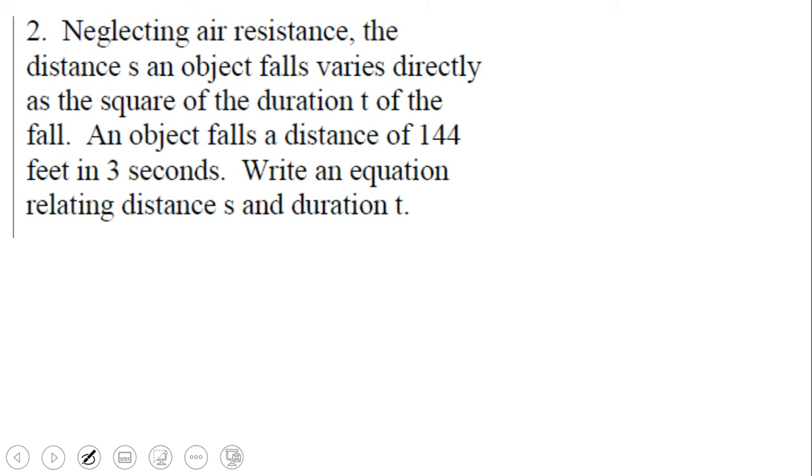So let's take a look here. Neglecting air resistance, the distance s an object falls varies directly as the square of the duration t of the fall. If it falls 144 feet in 3 seconds, find an equation that relates s and t. So when you see varies directly as the square, that's how you know that varies directly is y equals kx. And then the fact that it's a square is how you know that it's not going to be linear.